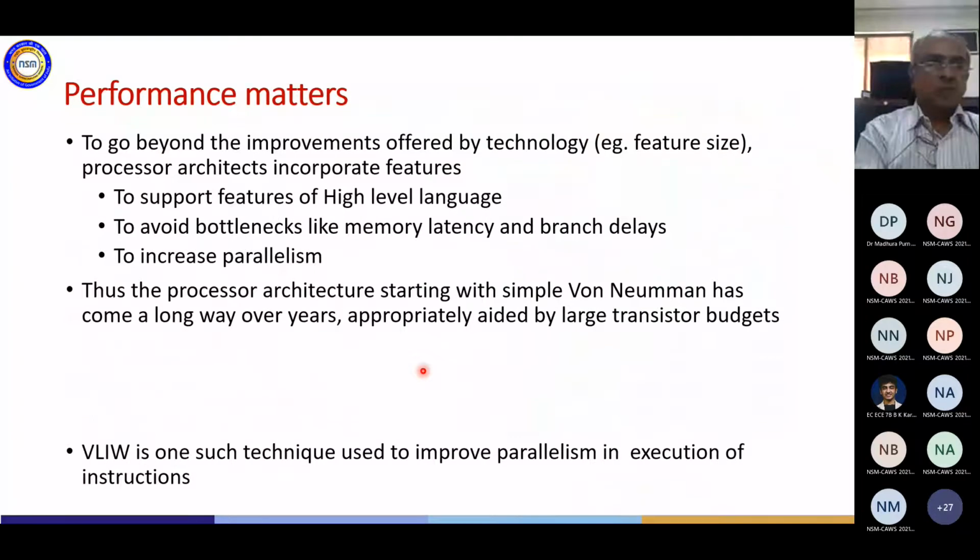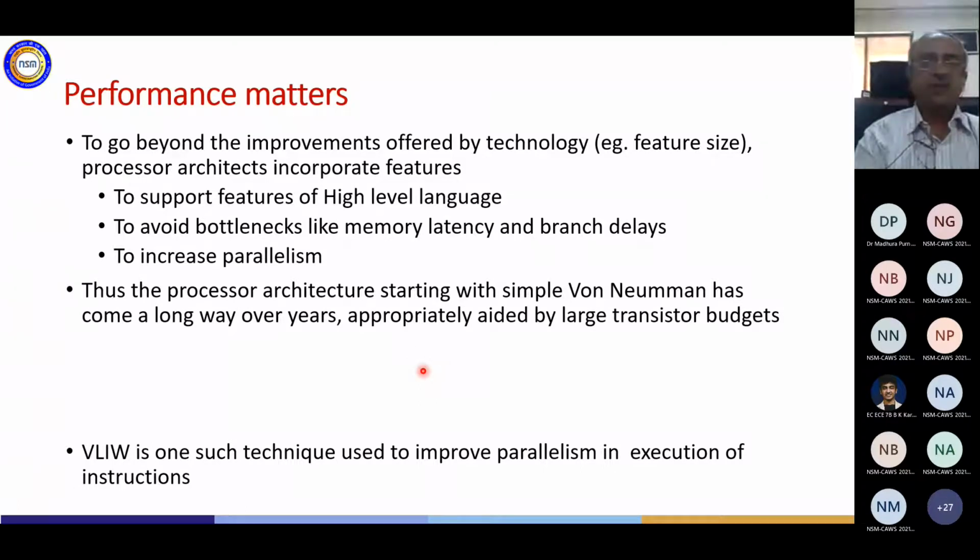So I kept talking about performance. Why is it so important? Because that's what matters. You pay a price to get performance. Beyond what Moore's law kept improving, that was an inherent improvement that kept happening. Processor architects look at different features that they can incorporate in the newer members of the family that they are designing. So what is the motivation for that? Performance is the basic motivation, but there are other considerations also.